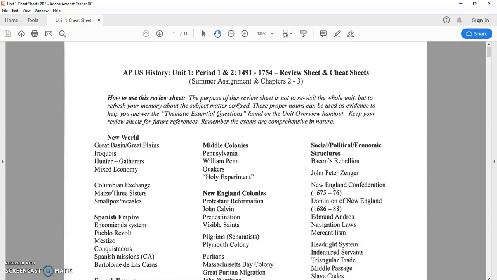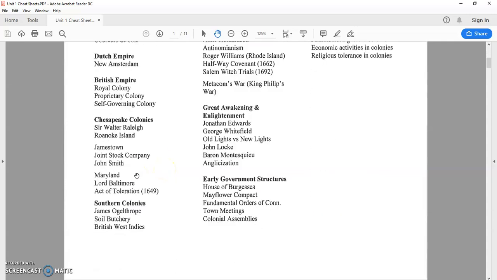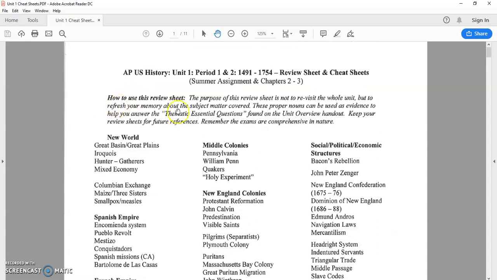Alright, let's get rolling. How am I going to use this review sheet? Most students will first look at it and think, okay, there's a bunch of vocab terms I need to know. I'm just going to memorize what the Great Basin is, and the Great Plains, and the Iroquois. And I'm going to tell you it's not what it is, but how it's applied. It's the whys behind these, not so much the who, what, where, when. How to use this review sheet.